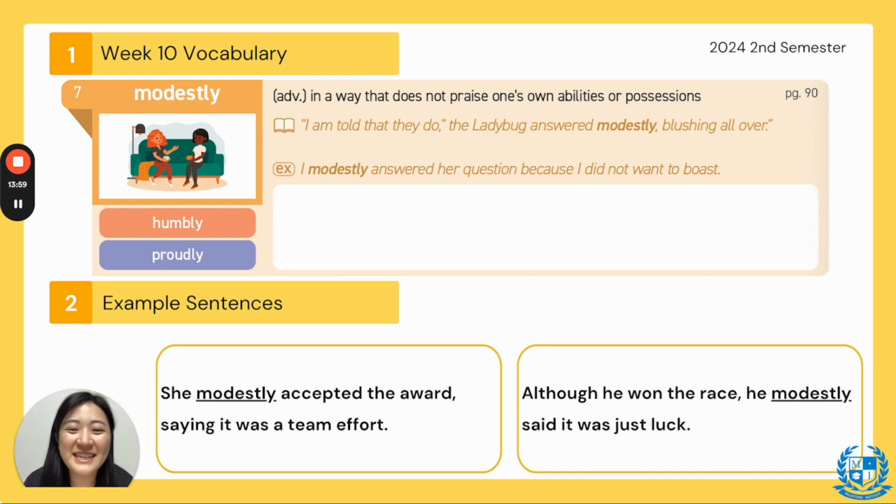Let's skip that. Next, it says, although he won the race, he modestly said it was just luck. So again, instead of saying, I'm the best, I deserve first place, I said it was by luck. Modestly.